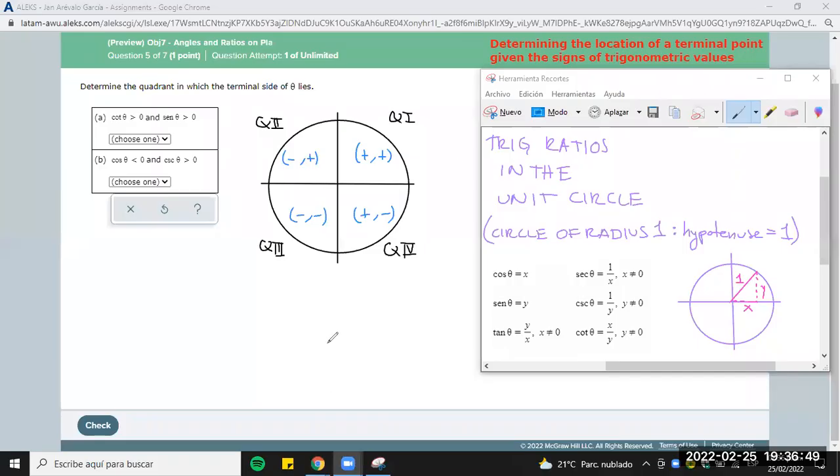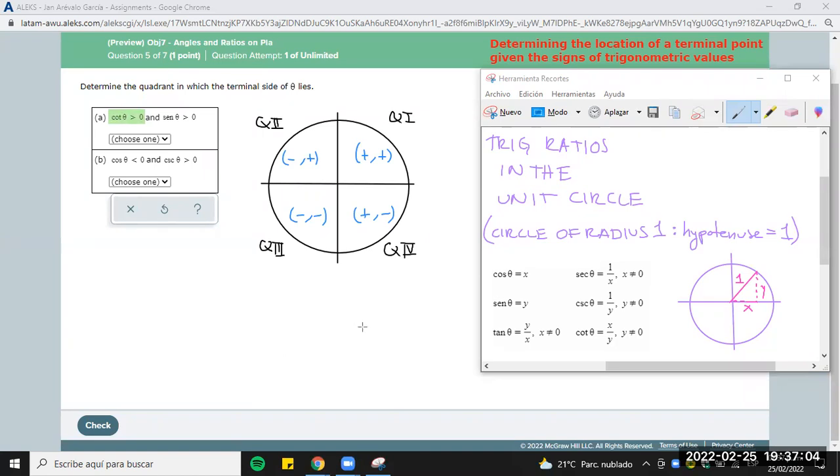Hello people, this is determining the location of a terminal point given the signs of trig values. All right, let's look at the first one. It says that we have cotangent positive.